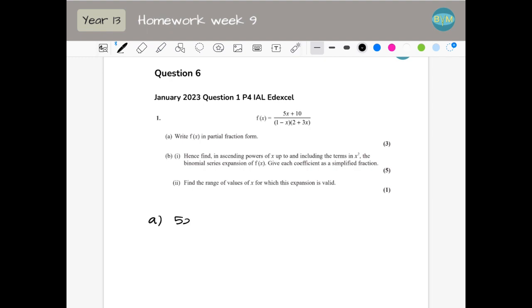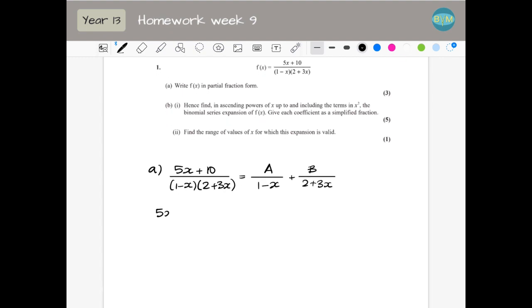So that fraction will be written as, I have two factors, A divided by the first factor, 1 minus x, plus B divided by the second factor. Which means the numerator, 5x plus 10, is going to be equal to the other numerator, which is A times this plus B times this. The denominators are equal already. So A times (2 plus 3x) plus B times (1 minus x).